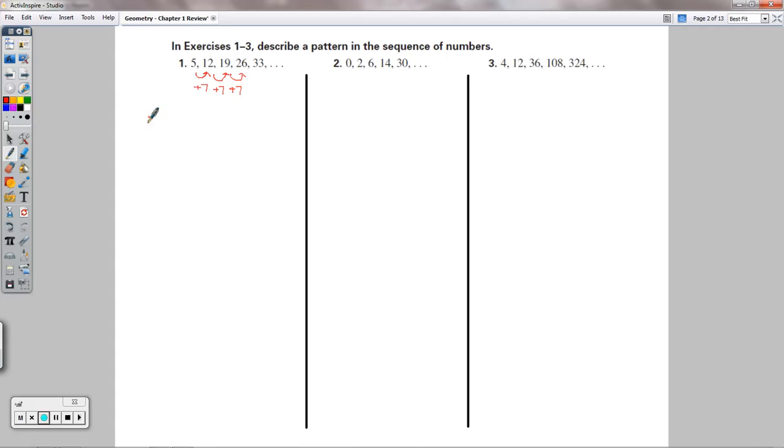So in this one, my description would be something like this: each time, add 7 to the previous term. I'll try to write a little neater here. And let's take that idea and see if we can find the pattern here for number 2.